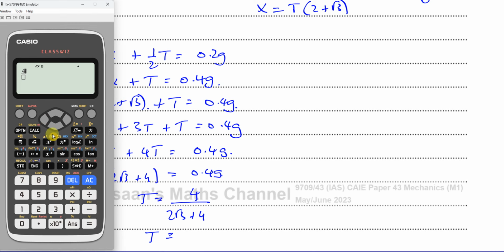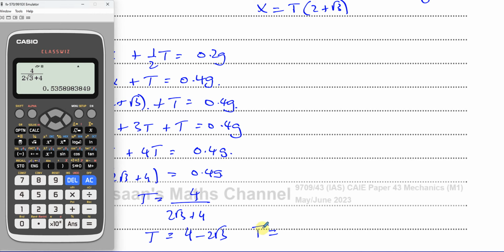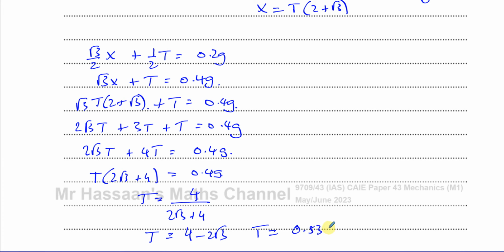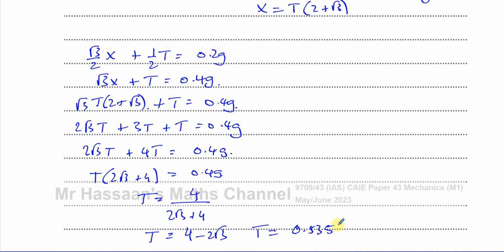You have 4 over 2 root 3 plus 4, which gives us, as we saw before, 4 minus 2 root 3. That might be useful to write it like that first. So t is equal to, if you press SD, exactly the same answer, 0.5358. And it continues on. So we're going to say t equals 0.536 newtons. That's the tension.